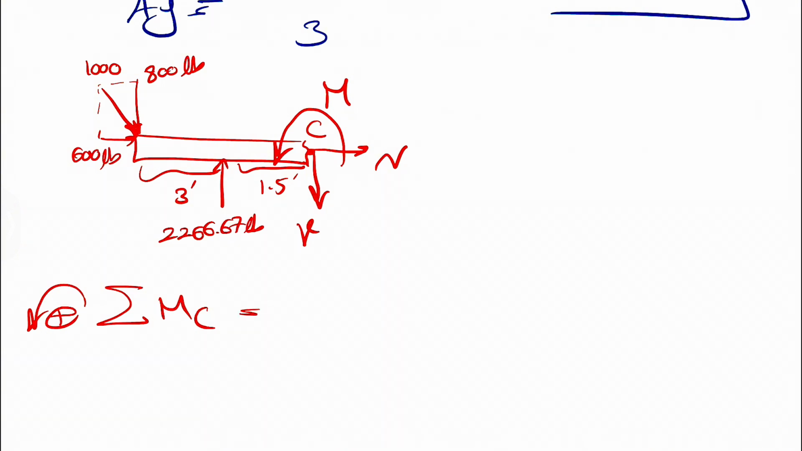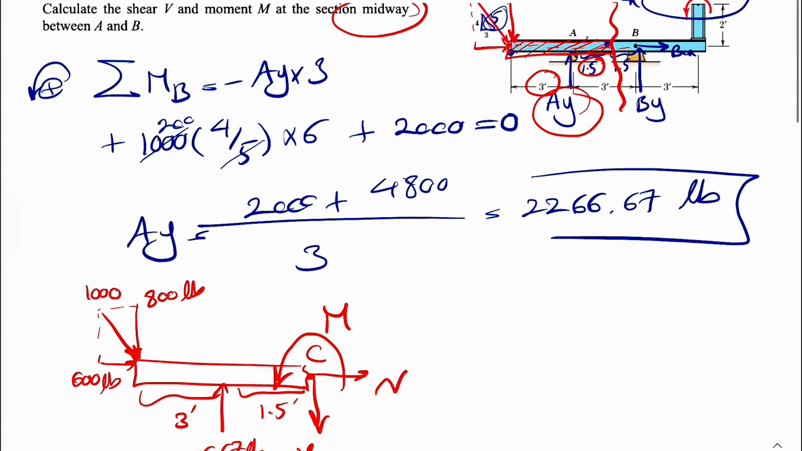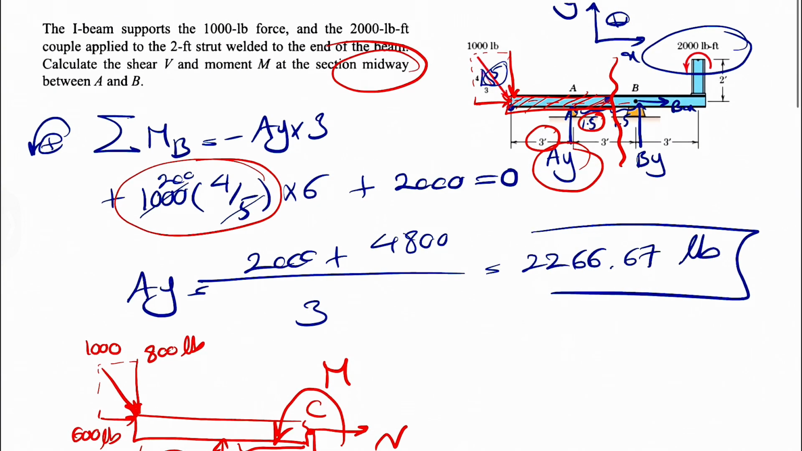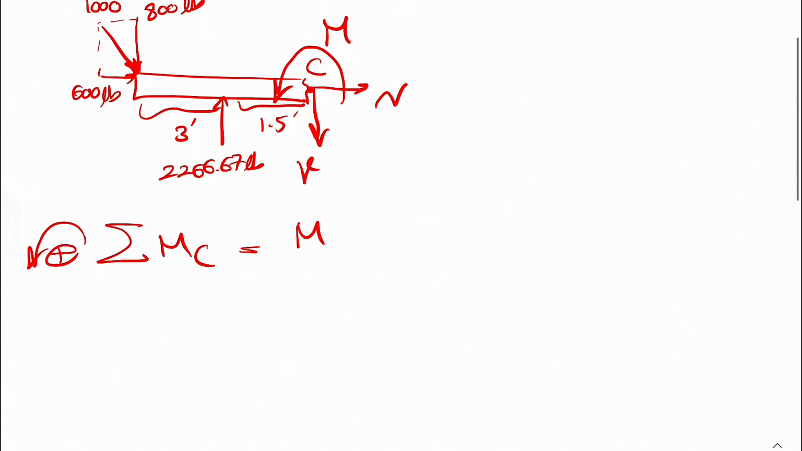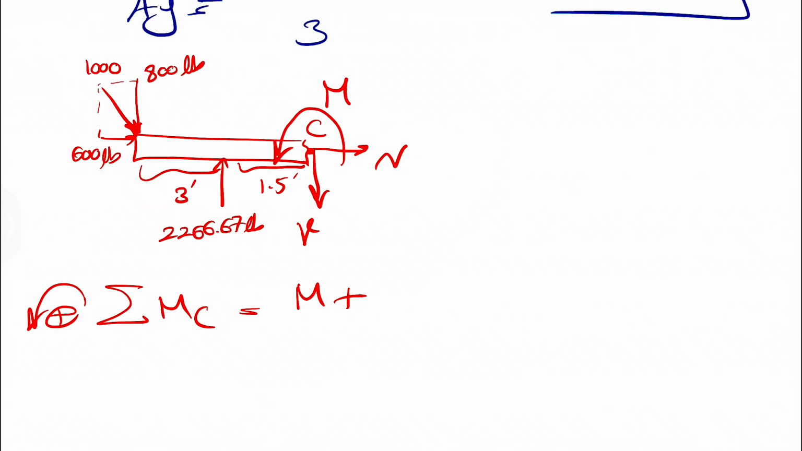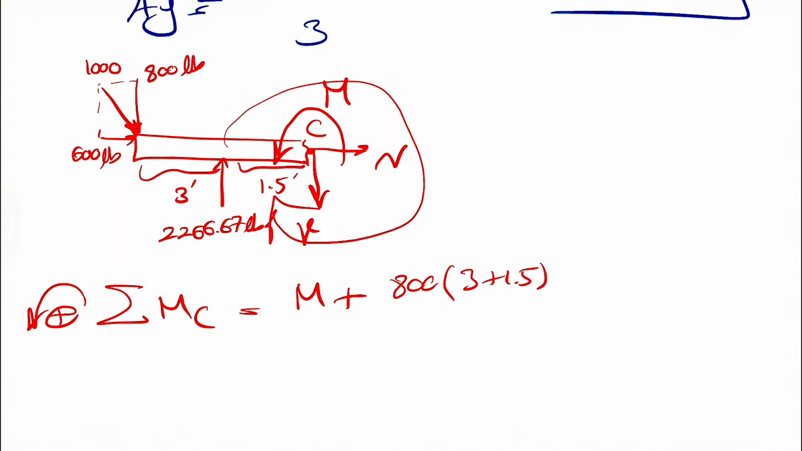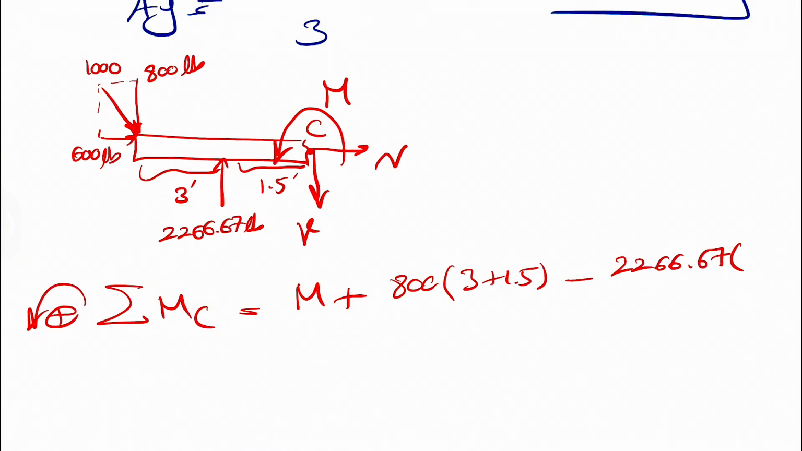So we're just going to find the moment about point C, counterclockwise positive. We're going to have the bending moment, which is positive. We're going to have the moment of the Y component, which we figured is 800 from the previous step. So this was our Y component, so this will be 800, and the other one would be 3 over 5, so this is 600 pounds. So we're going to have the moment of the Y component again, counterclockwise, so plus 800 times the distance 3 plus 1.5, and we're going to have the moment of the reaction at A, which is clockwise, so negative 2266.67, and the distance from C to A would be 1.5, and this will be equal to 0.